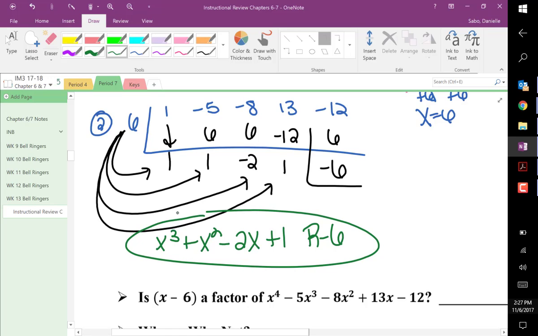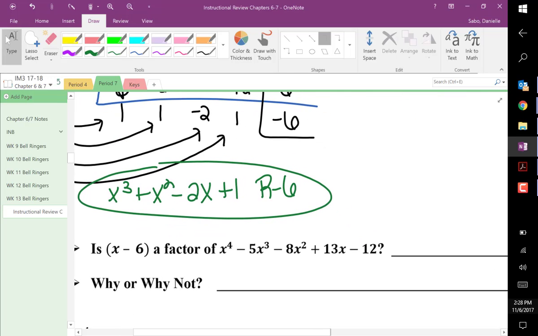It's asking on this part, is x minus 6, which is what we just found out, is it a factor? Now remember what I meant by factor. 16 divided by 4 is 4, not 4.1 or 4.2. There's no remainder. So what must the remainder be here in order for it to be a factor? What number must the remainder be in order for it to be a factor? 0. Very good.